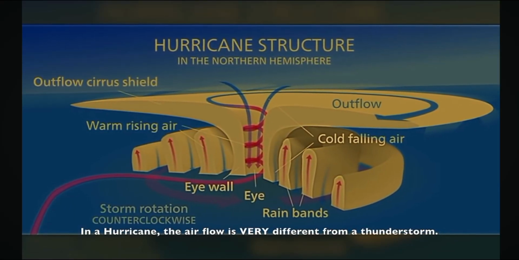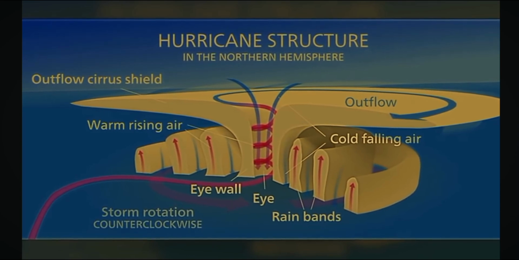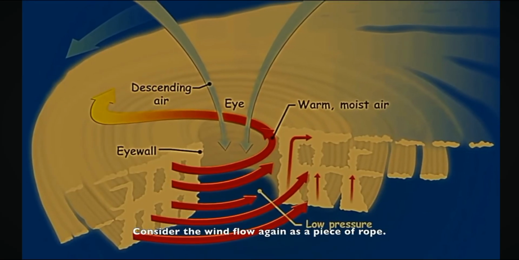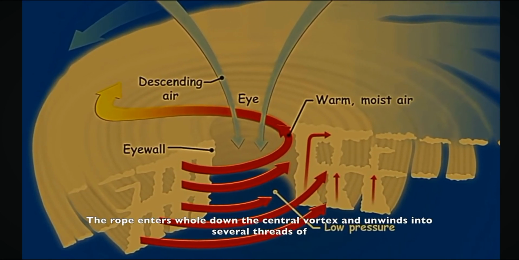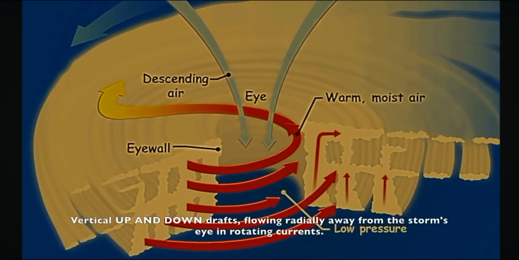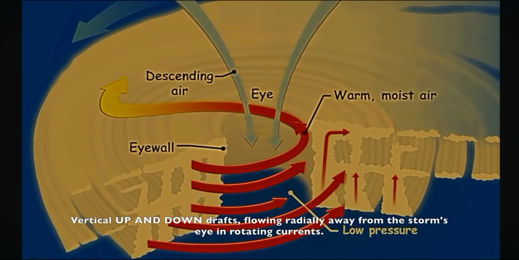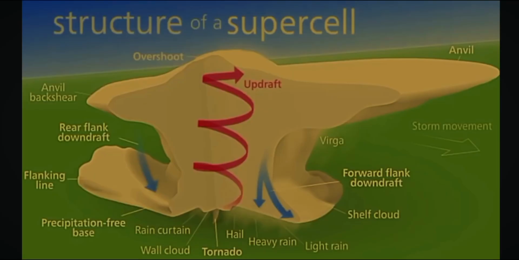In a hurricane, the airflow is very different from a thunderstorm. Consider the wind flow again as a piece of rope. The rope enters whole down the central vortex and unwinds into several threads of vertical up and down drafts flowing radially away from the storm's eye and rotating currents. It's almost the inverse of a thunderstorm.